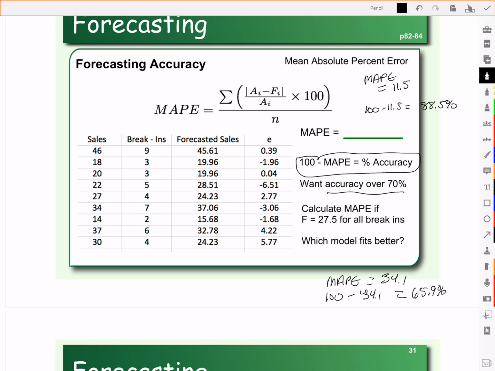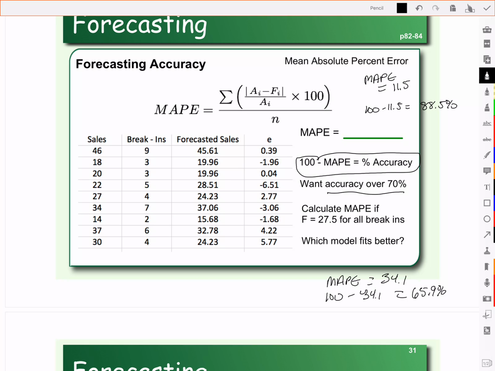So the benefit of the MAPE method is you don't actually have to compare one model to another for a data set. You can get an idea of its accuracy on its own. It also allows you to now do a comparison. If you're forecasting different data sets, you can now look at the accuracy of different sets of data.